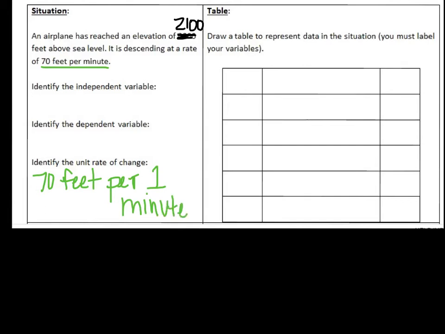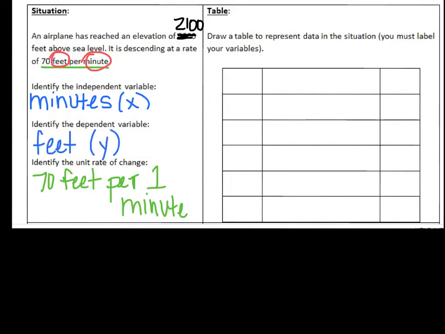Now, that means that we have two variables. We have feet and we have minutes, and we need to decide which one is the independent and which one is the dependent variable. Whenever you're working with time, time will usually be your independent variable. So it's minutes, that's your independent variable, and therefore your dependent variable will be feet. That's why, because the minutes determines the number of feet that you are descending.